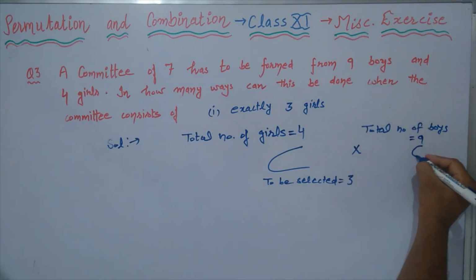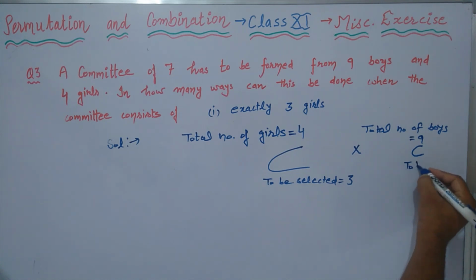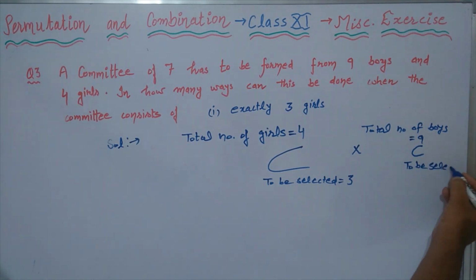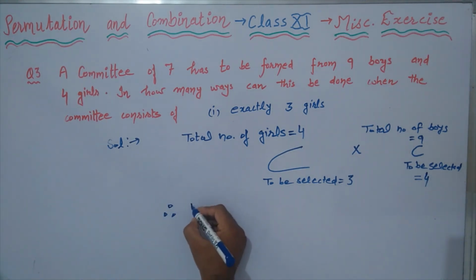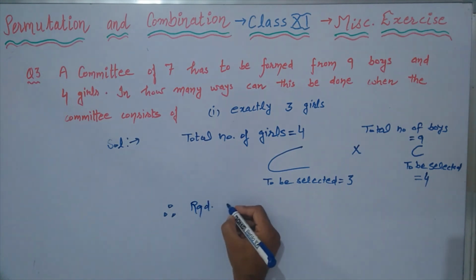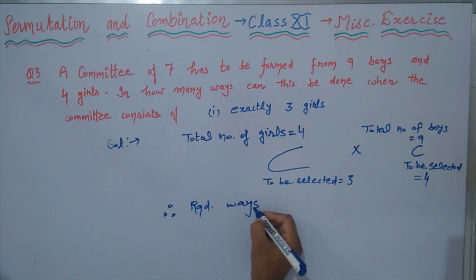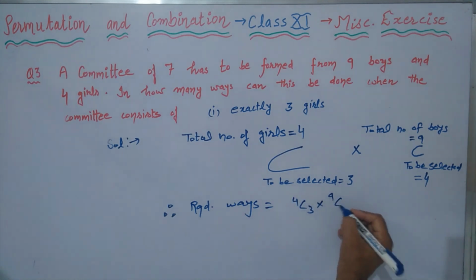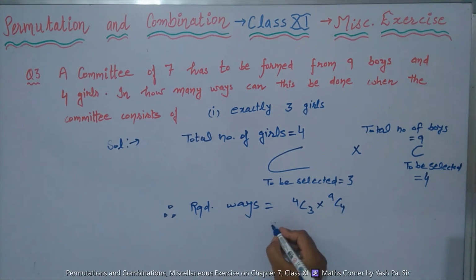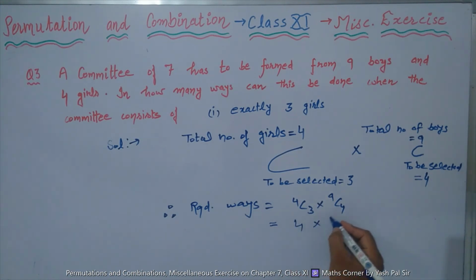Out of 9 boys to be selected, how many to be selected? After 3, 4 are remaining. So this way, therefore, required number of ways is equal to 4C3 into 9C4. Right? Here 4C3 means 4, into 9C4 means 9 factorial.